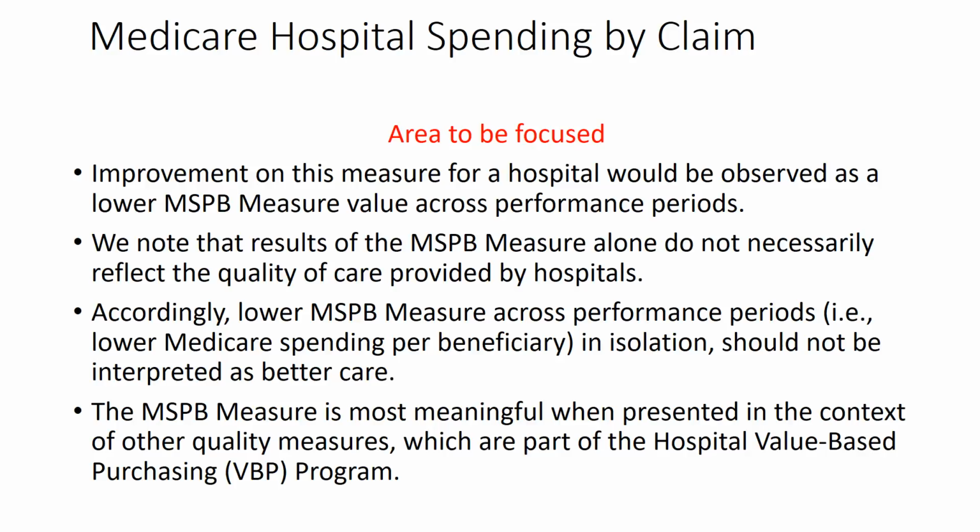So accordingly, we can say that by analysis of data, a lower MSPB measure across performance periods, that is lower Medicare spending per beneficiary in isolation, should not be interpreted as better care. The MSPB measure is most meaningful when presented in the context of other quality measures, which are a part of the hospital value-based purchasing program.